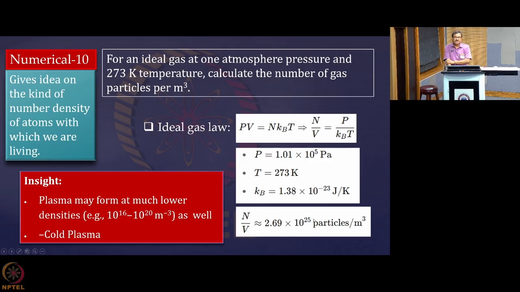So this is a huge number of particles. We know 10, 100, 1000, but here what you are getting is 10 to the power 25 particles surrounding you per meter cube. So the insight is that plasma may form at much lower densities as well. When we are going for cold plasma or low pressure plasma, typical densities are less than 10 to the power 20 per meter cube.